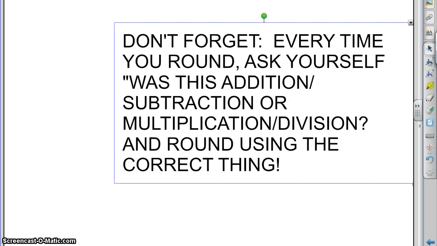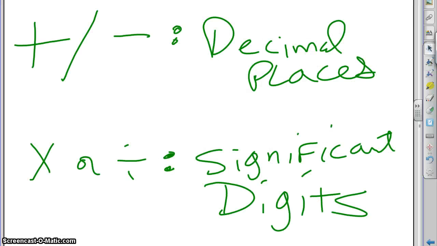So to summarize, don't forget, every time you round a number, ask yourself, was this addition, subtraction, or was it multiplication, division? And then round using the correct thing. If you use multiplication or division, significant digits. If it's addition or subtraction, you look at decimal places.